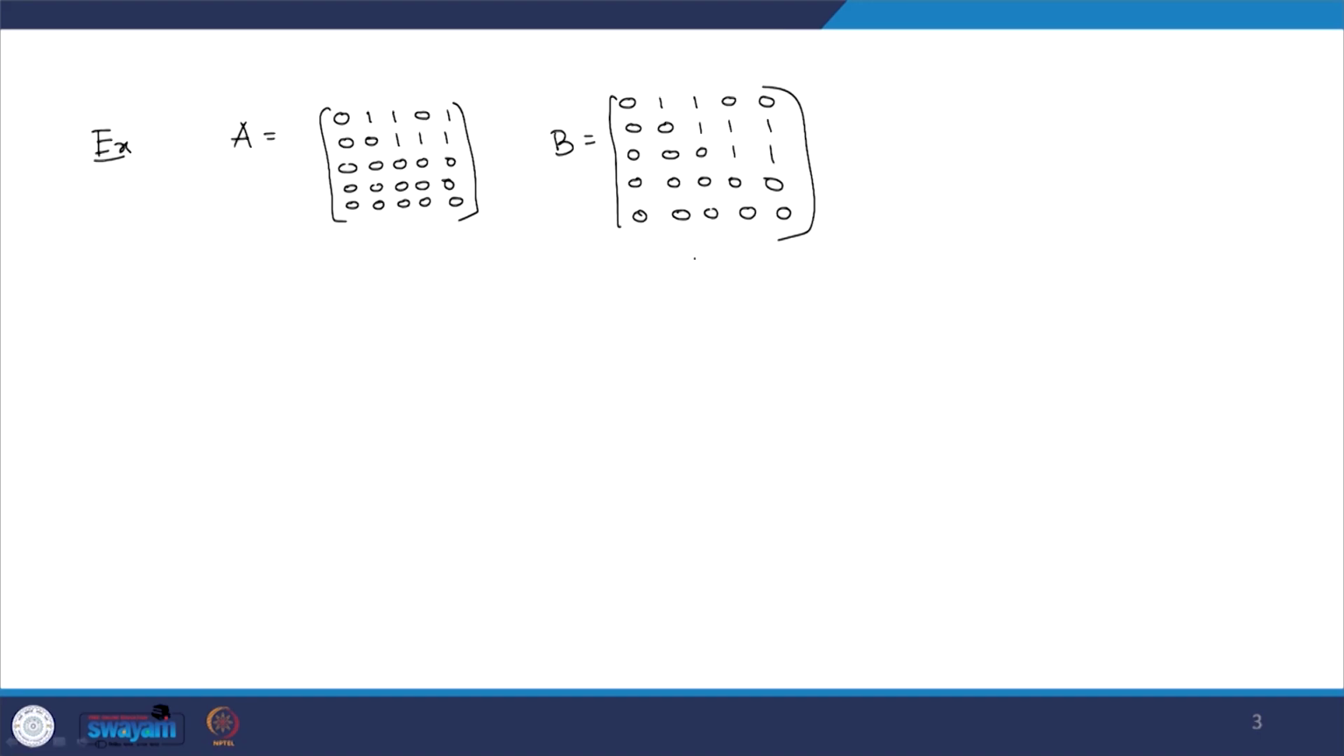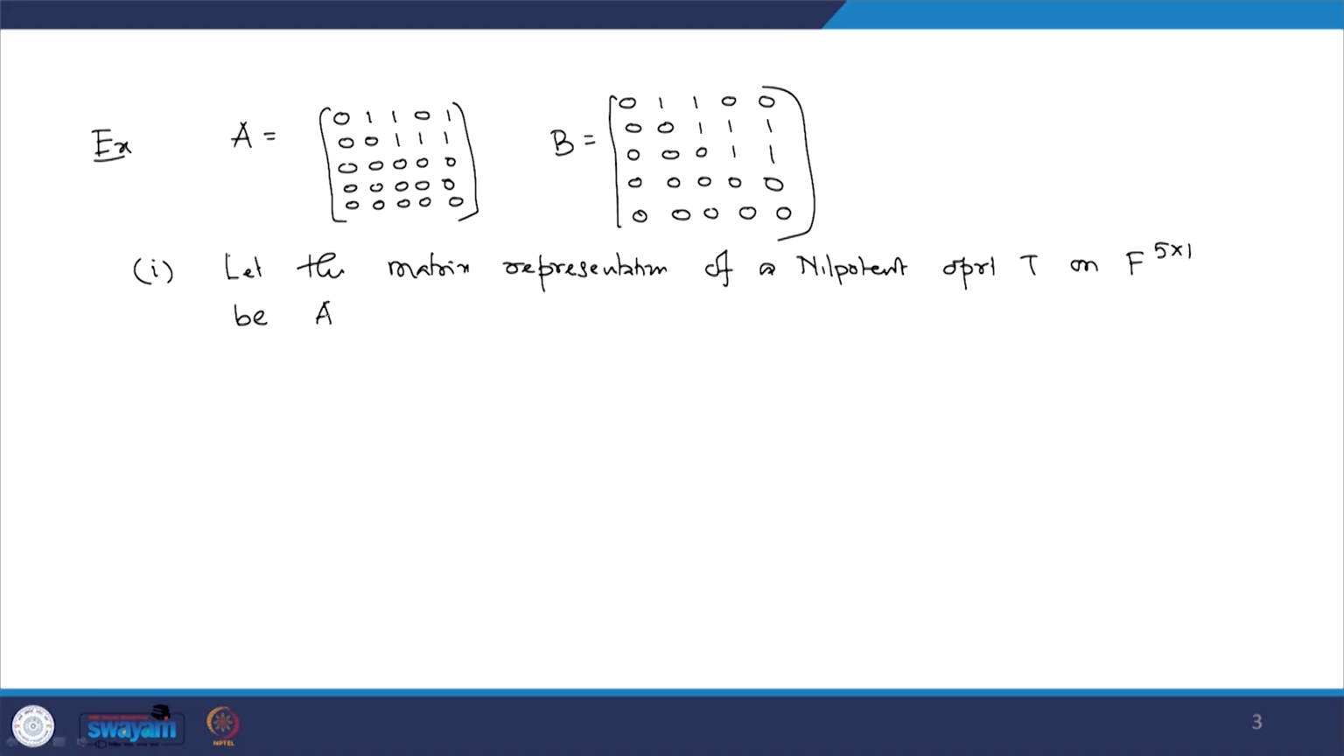For example, I have taken two matrices A and B, which are the matrix representations of nilpotent operators, say one is T and the other is U. Let me consider first A. Let the matrix representation of a nilpotent operator T on F^{5x1} be capital A, whereas I can consider another operator whose matrix representation with respect to the standard ordered basis, of course, on F^{5x1} is capital B.